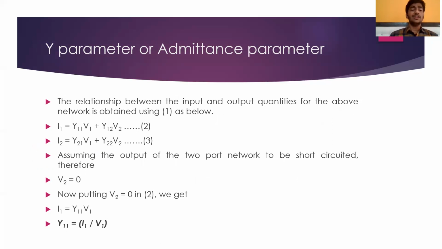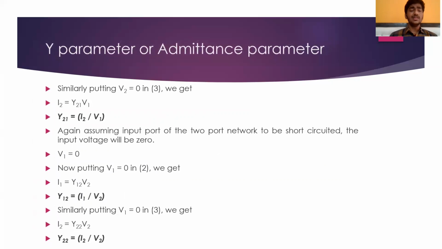Now putting the value of V2 as 0 in equation 2, we get the value of I1. I1 is equal to Y11 into V1, or Y11 is equal to I1 by V1. Similarly, putting V2 equal to 0 in equation 3, we get the value of I2. I2 is equal to Y21 V1, where Y21 is equal to I2 by V1.